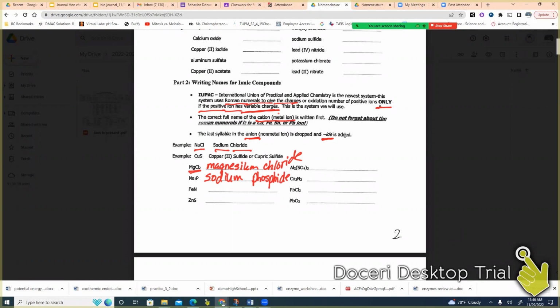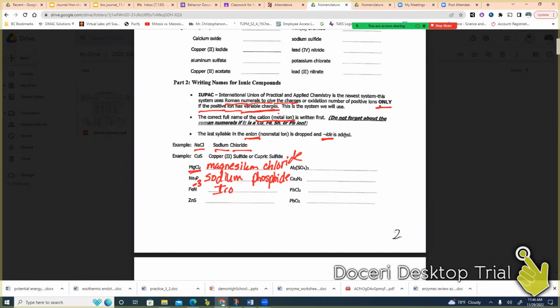Now, if we look at our next one, FeN, iron is a transition metal. It's in the middle, so it can have more than one charge. So I have to figure out what charge it is. You kind of have to work backwards. N is my nitride, and it has a -3. So which iron am I going to have to use? And I only have one atom of it to cancel that out.